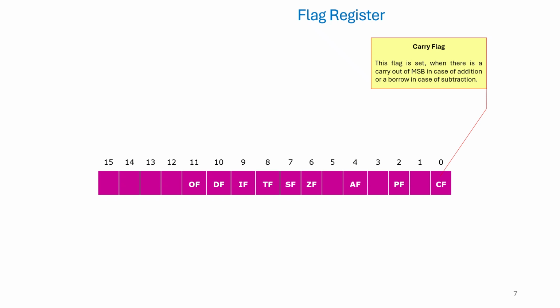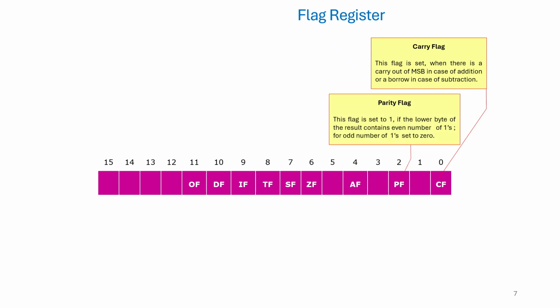Similarly, in the 16-bit operation, if there is an extra bit coming out of the 16th bit, then the carry flag will set. Otherwise, it remains 0. The next one is parity.